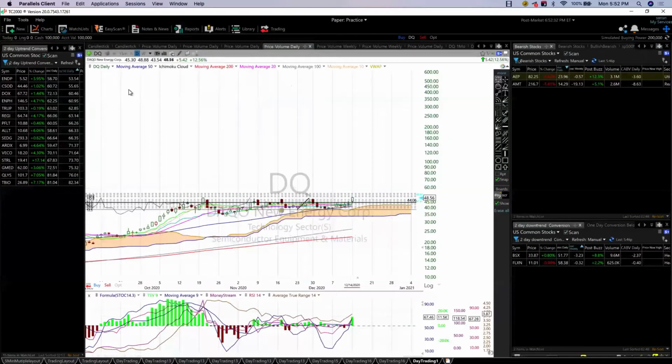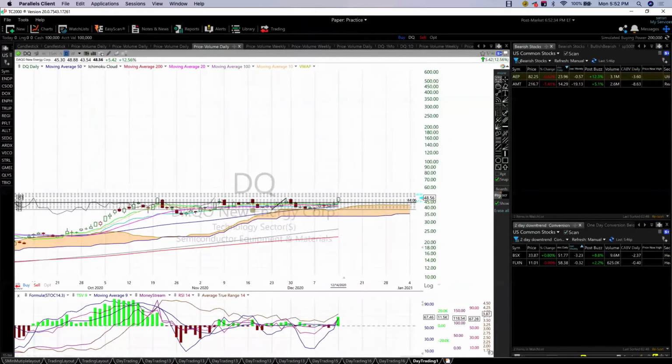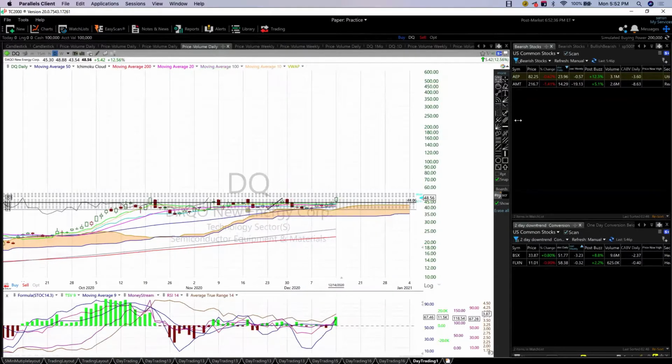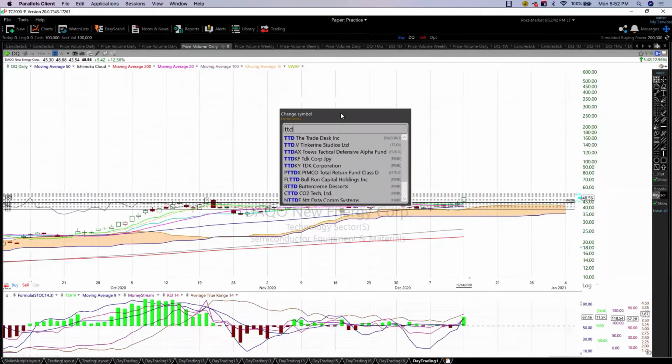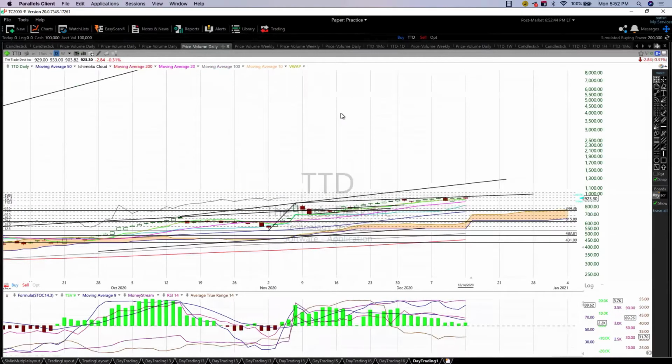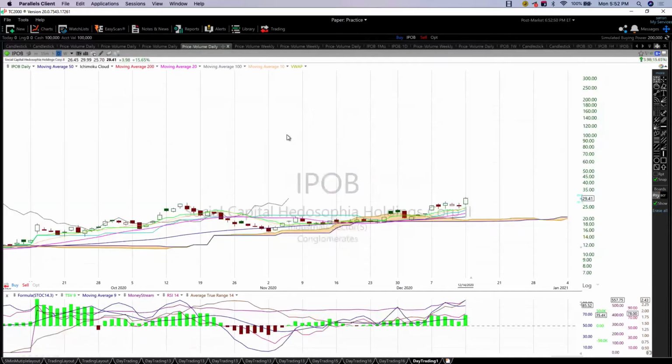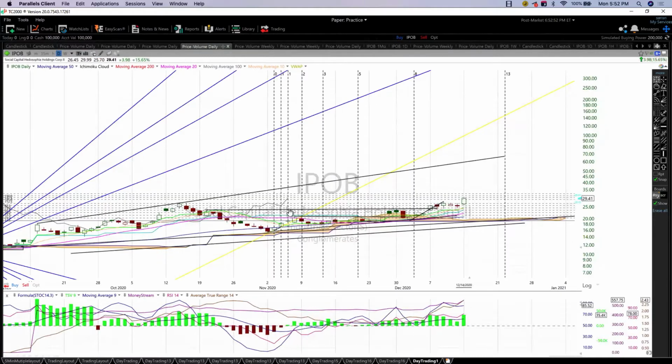Let's look at TTD, the one that we were looking at. I'm going to remove all the... shall we do IPOP? Let's see what happens in IPOP. Let me remove all these lines, guys.